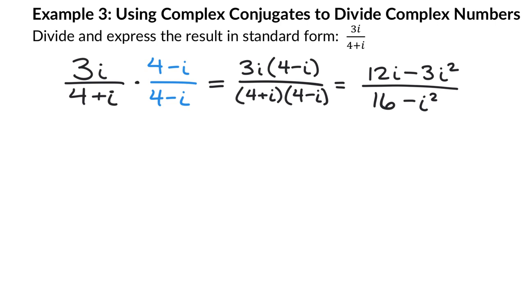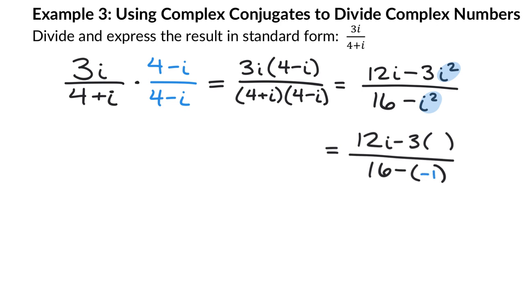Okay, what do we see? Oh, wrong color. What do we see here? Negative 1. So we're going to take both of those terms and we're going to change them to negative 1. So we have 12i minus 3 times negative 1 over 16 minus negative 1. Okay, well that's just some regular computing. Negative 3 times negative 1 is 3. So I have 3 plus 12i. And then 16 minus negative 1 is 17.